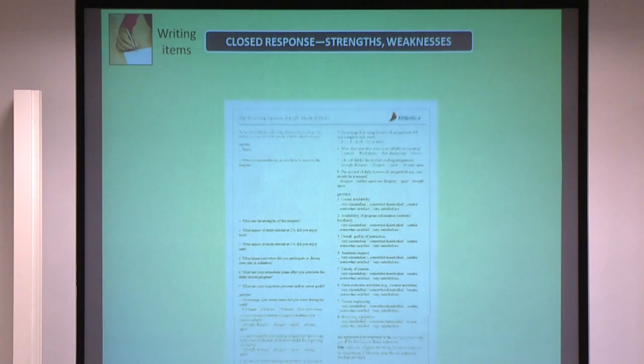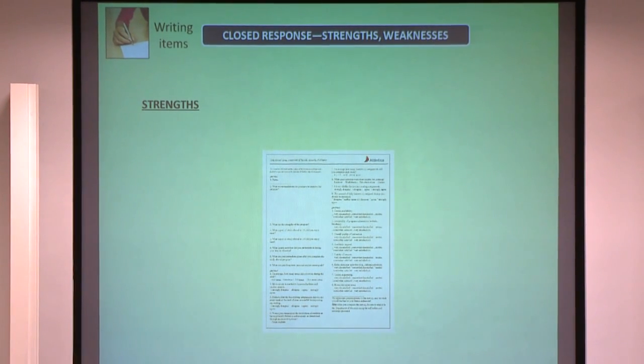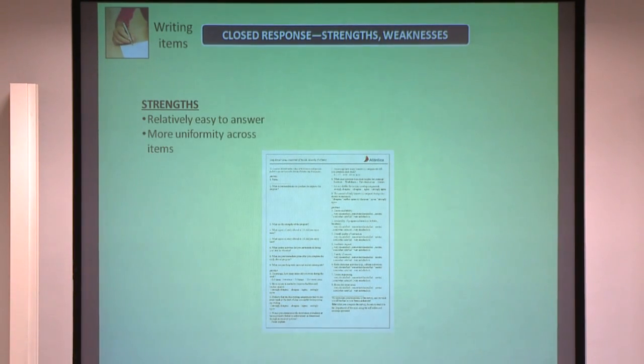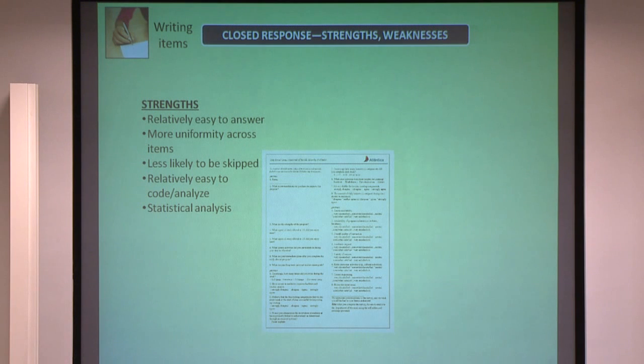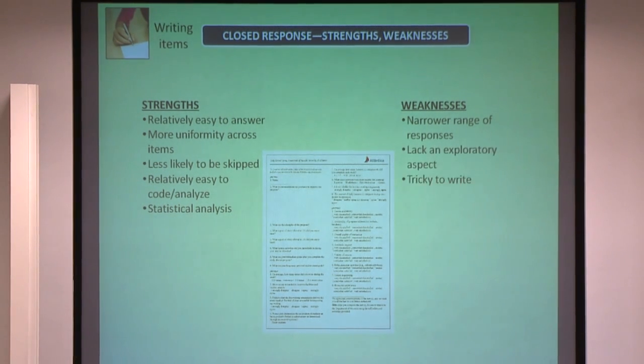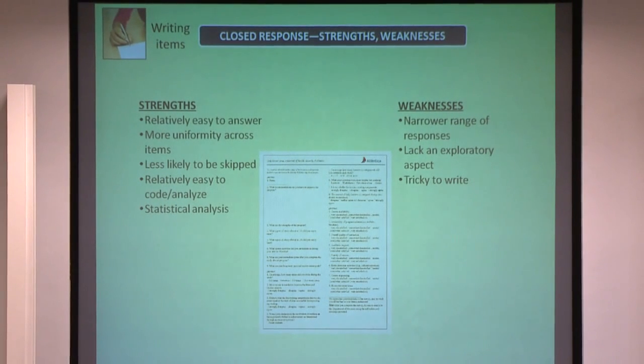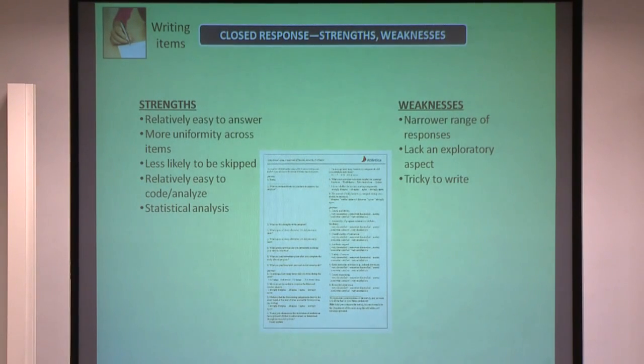So, strengths and weaknesses of closed response, right? Strengths: relatively easy to answer, more uniformity across items. They're less likely to be skipped because they're easy to answer. Relatively easy to code and analyze, especially if you get a file from an online survey tool. You can use statistical analysis with these. Weaknesses: a narrower range of responses, lacking an exploratory aspect. They're tricky to write. You might run into a few of these little pitfalls, but not anymore after this workshop.